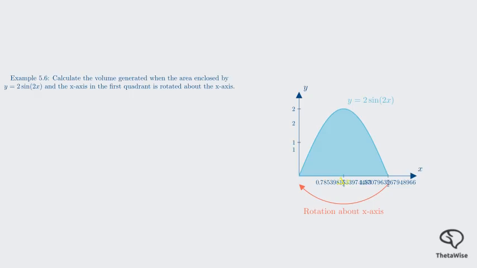If we use a vertical strip, disk method, its height is y, which is 2 sine 2x. That looks easy to integrate. If we use a horizontal strip, shell method, we'd need to express x in terms of y, which would involve an arcsine function, a more complex integral. So the disk method is the better choice.